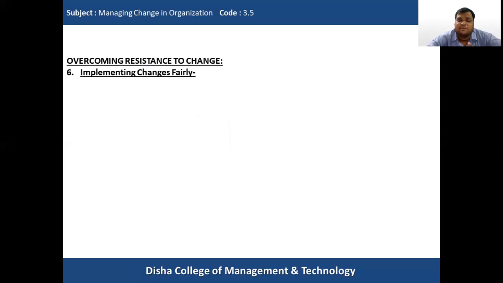Another technique that can be used to overcome resistance to change is implementing changes fairly. The whole change process has to be implemented fairly, to see that nobody is given any unfair advantage, and that the change is implemented properly throughout the organization. Once this is done, trust develops with the change agent and the top management, and these people will not be resisting change, but accepting it.